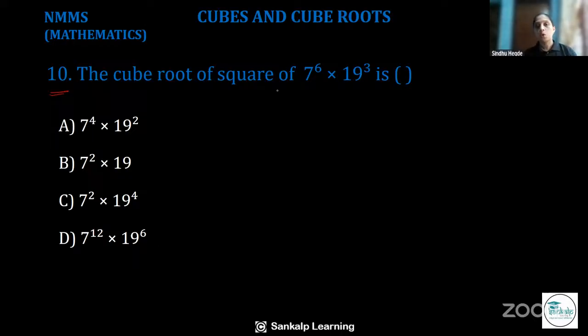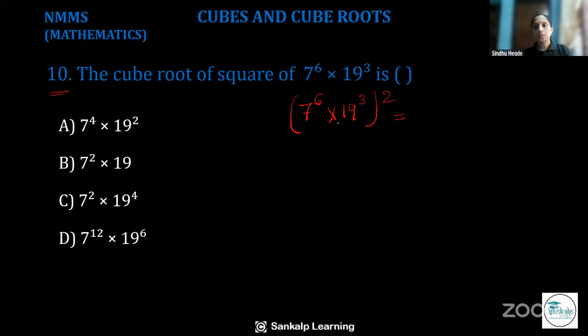The cube root of square of 7 raised to 6 into 19 cube. First, write the given number, 7 raised to 6 into 19 cube. This is our given number. The cube root, later we will calculate the cube root. First we should do the square of this number. So (7 raised to 6 into 19 cube) whole square. Find out the answer for this.